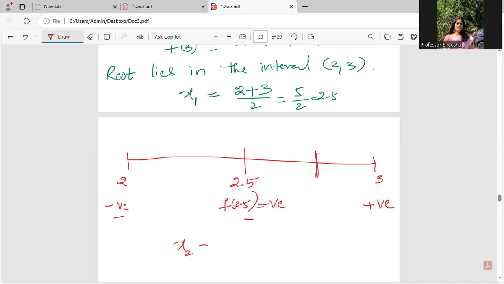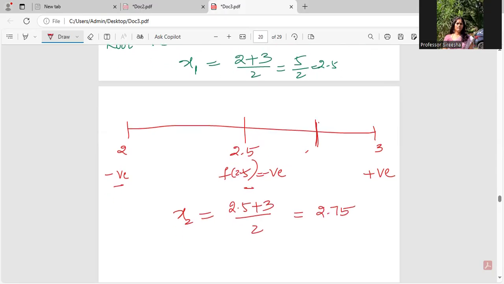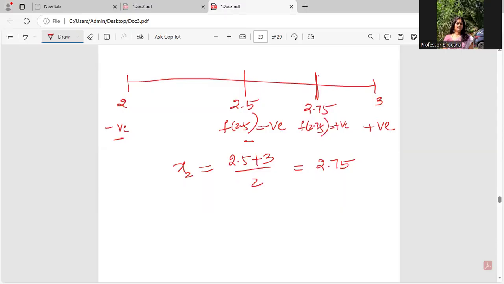So x2, the second approximation to the root, would be 2.5 plus 3 by 2, which would be 2.75. X2, the second approximation. I'll be checking f of 2.75 again. Once I check with the calculator, f of 2.75 turns out to be positive, right? So what should I do? Between two positives, do I have a root? No. So this one I'll be considering.